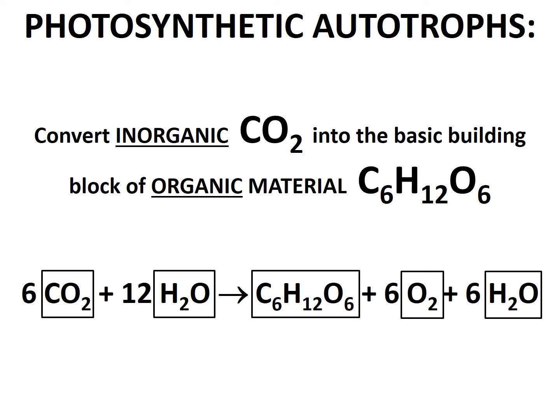Photosynthetic autotrophs are acquiring their energy by converting carbon dioxide from the atmosphere into the basic building block of organic matter, C6H12O6, otherwise known as glucose. So they're taking CO2 from the atmosphere, water from their roots, and then through a series of very complex reactions, converting that into our glucose molecule, some oxygen gas, and also releasing some water in the process.